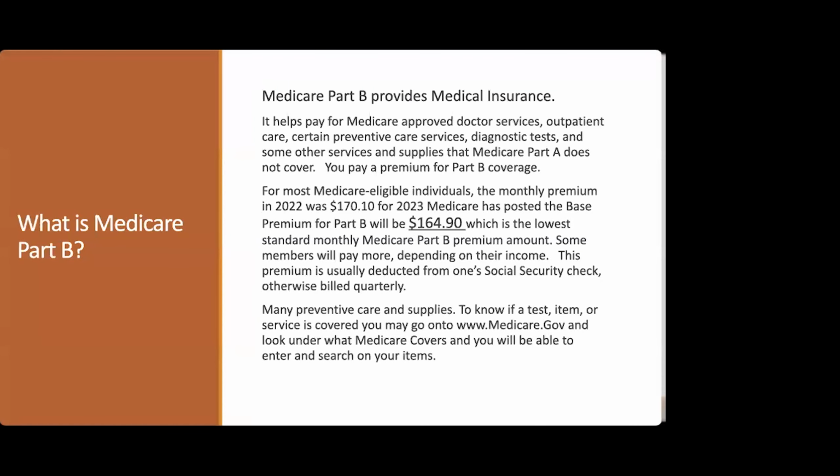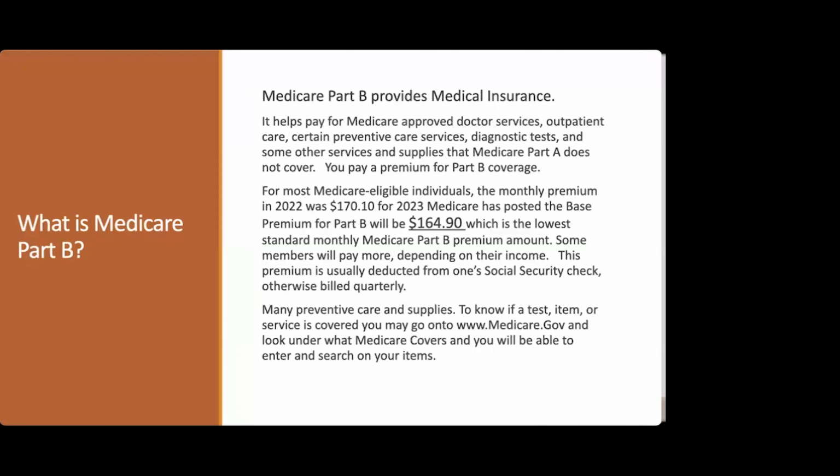Okay. So for most Medicare eligible individuals, last year in 2022, the Medicare Part B premium, the amount that you absolutely have to pay, it's the minimum, was $170.10. And in 2023, the base premium for Medicare Part B is $164.90. So actually it went down a little bit this year. Again, that is the minimum amount that somebody would be paying for Medicare Part B. Anybody that's enrolled in Medicare must be paying at least that amount per month for Medicare plans.